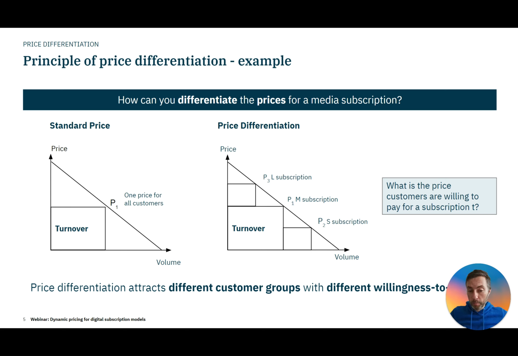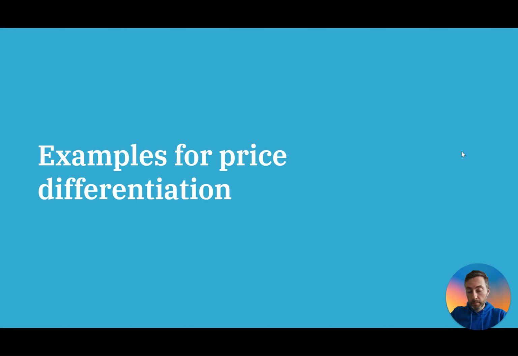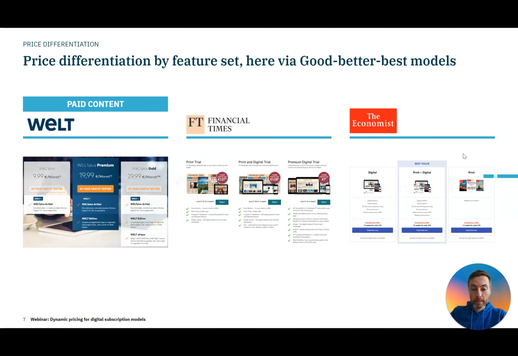If you differentiate your products and most importantly your prices, you sell more because you can also cater to customer segments with lower willingness to pay, and you can sell at larger prices to those who have a larger willingness to pay. And obviously you can still keep your normal subscription at the regular volume. So this way you turn this rectangle on the left-hand side into a turnover triangle, which is obviously more than before. That's the idea, and there are several examples for price differentiation.